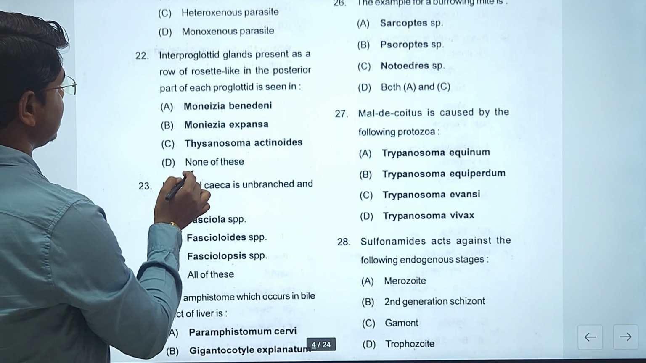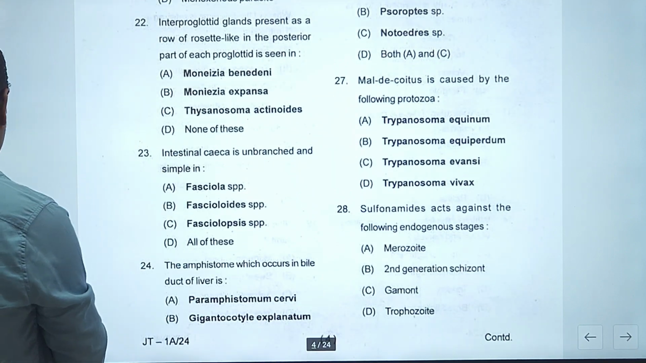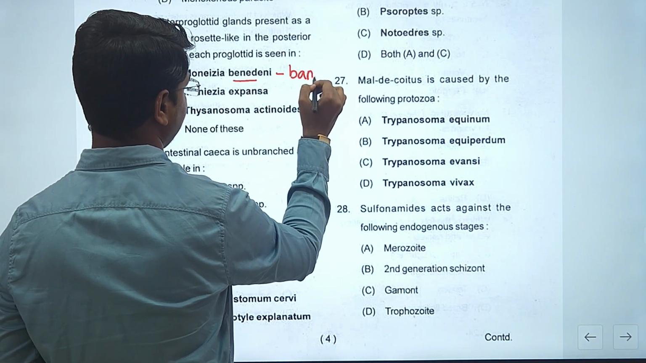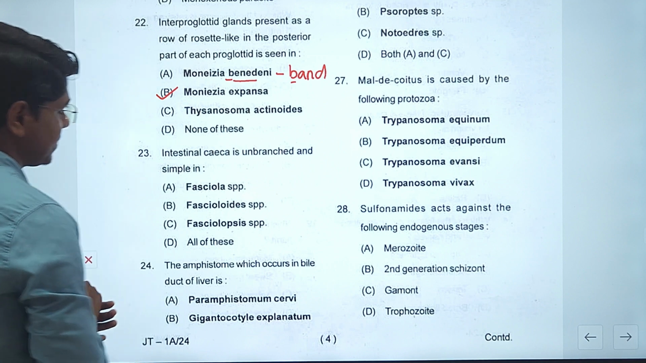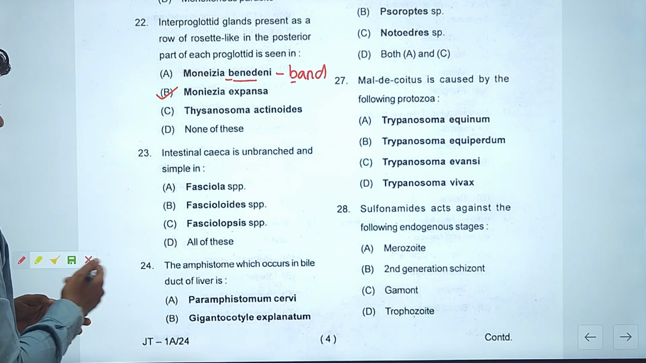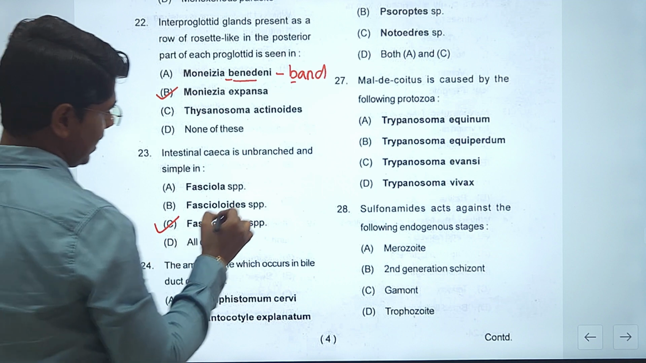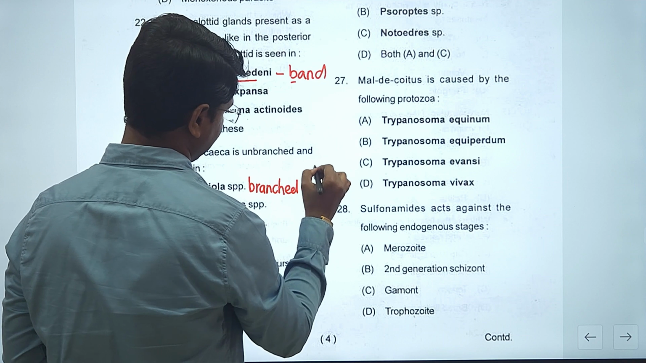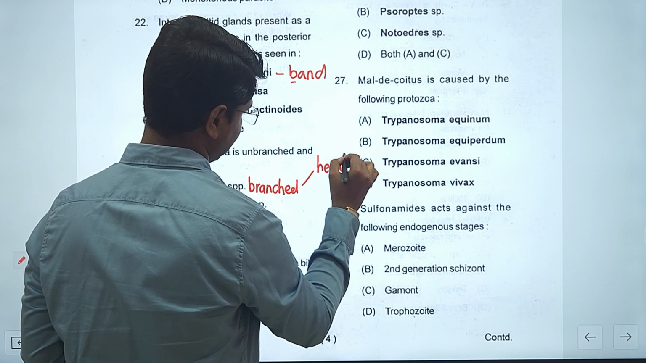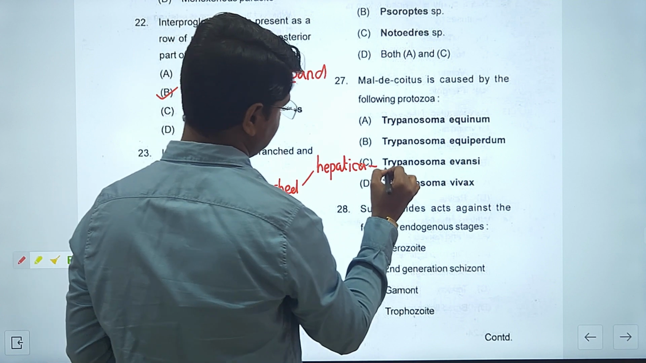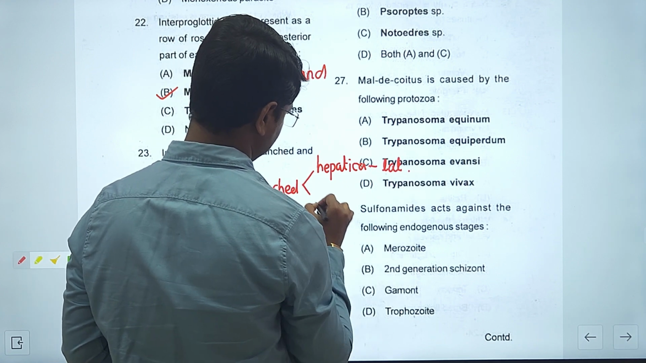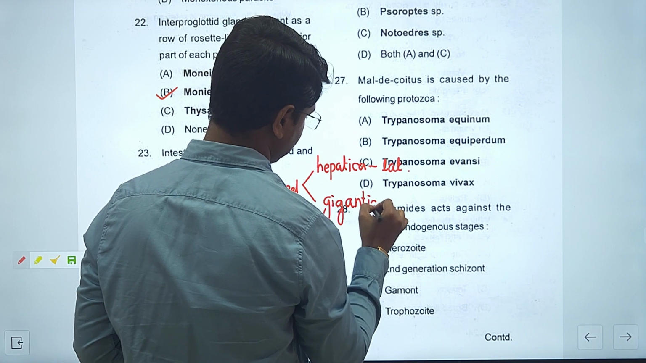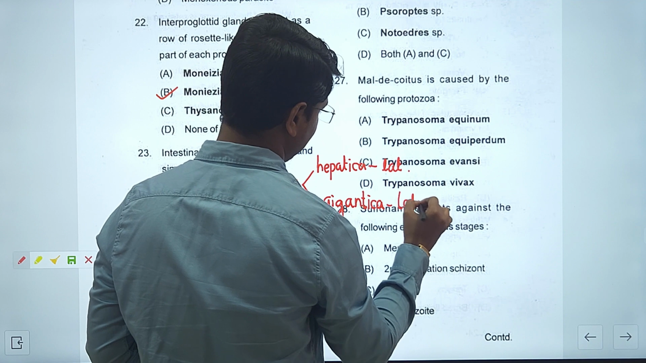Interproglottic glands present as a row of rosettes is Moniezia expansa. In case of Moniezia benedeni, it is band-like. Intestinal ceca is unbranched and simple. In case of Fasciola, it is branched. In Fasciola hepatica, it is laterally branched, while in case of Fasciola gigantica, whatever you pronounce it, it is lateral as well as medial branching.